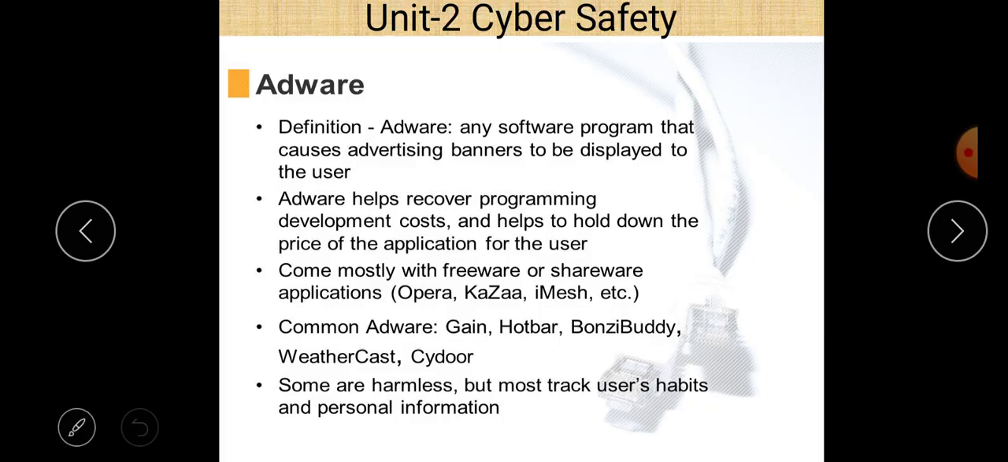There are three important things regarding adware. First of all, adware shows advertisements. Second, they come basically with freeware, meaning software for which you cannot pay anything. Nothing is free in this world, so when software appears as freeware, most of the time adware is attached to that freeware. They show advertisements related to a particular product, and using this they can recover their programming or development cost. So adware comes most of the time with freeware or shareware. Shareware is software which we can easily share from one person to another. There are different types of adware as given here. Basically, adware is any software program that causes advertisement banners to be displayed to the user.